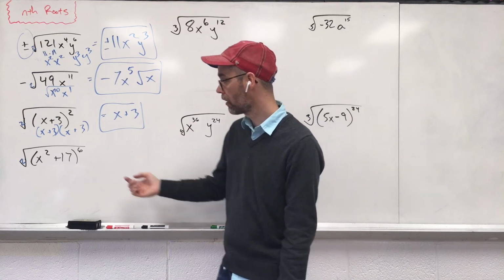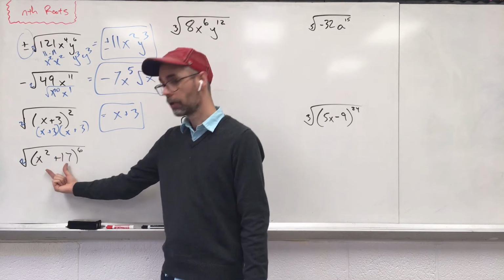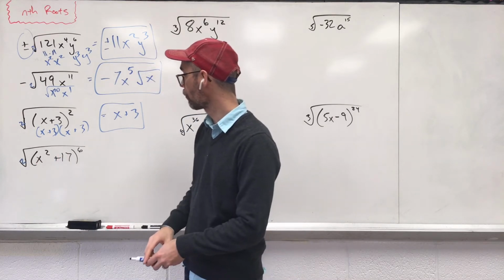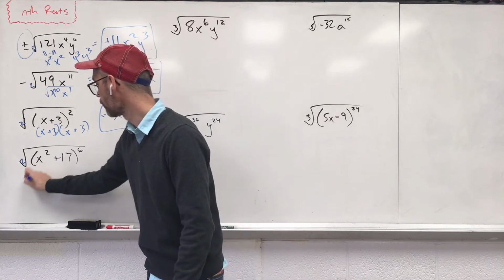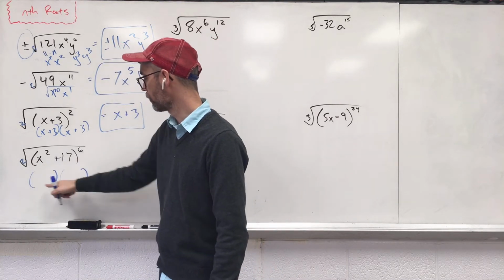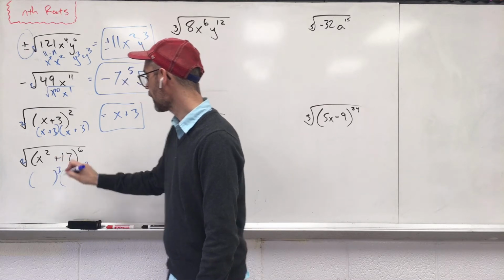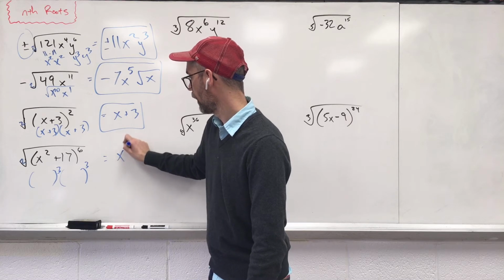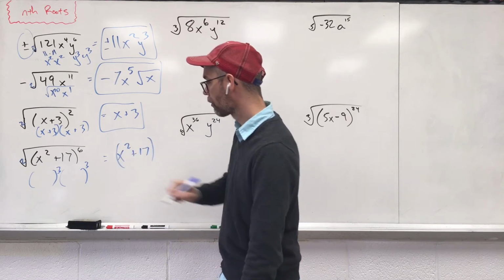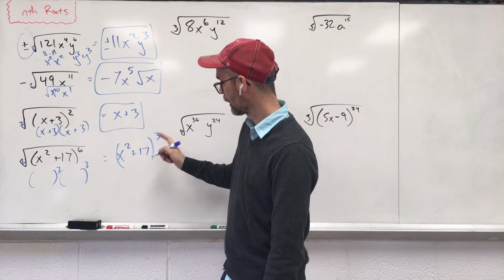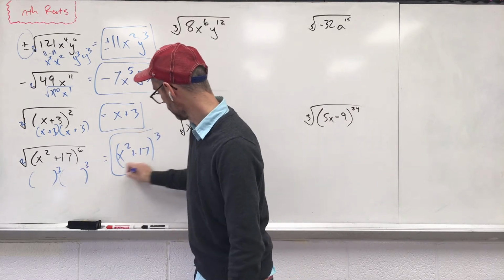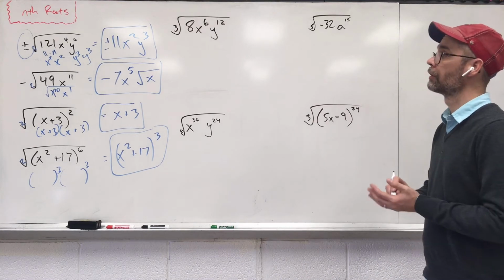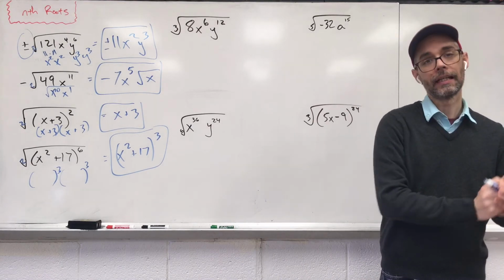Does it get any scarier when you have a more complicated parenthesis and a higher exponent? No, we're following the same rules. What gets repeated twice? So I've got this big ugly group, say twice, and then I'm splitting the exponents up. So we're left with x squared plus 17. That group to the third power got repeated twice. There's your answer.